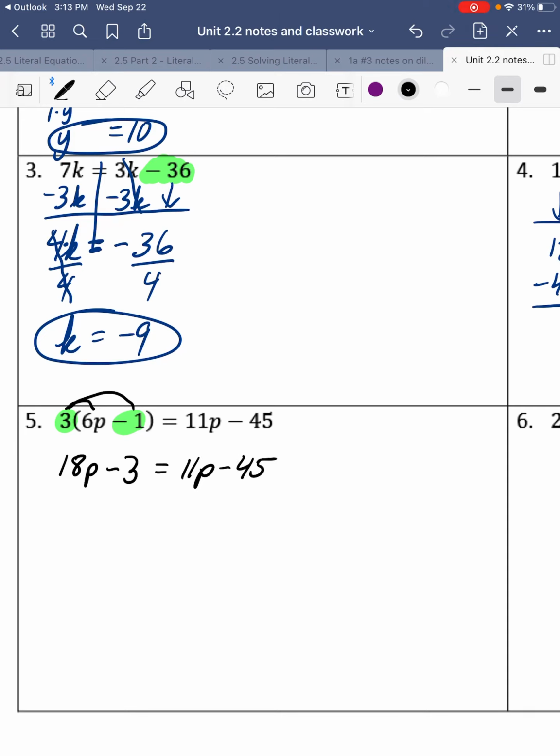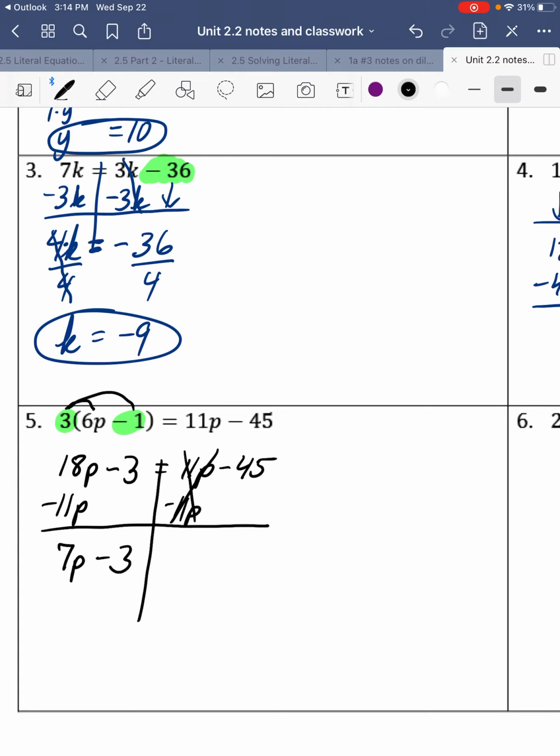At this point, we have nothing else to simplify. No like terms on the same side of the equal sign, but we have like terms on opposite sides. So just like our last problems, I'm going to get the p's together. So I have 11p and 18p. If I subtract 11p, 18p minus 11p is still a positive number, so I'll take that. So 11p minus 11p, simplify out. 18p minus 11p is 7p.